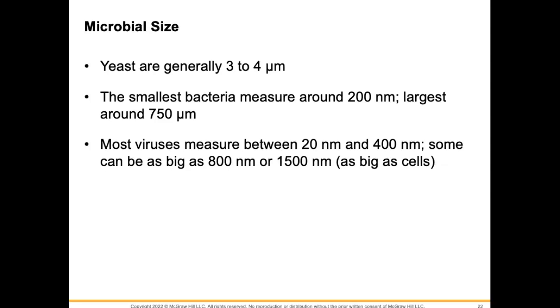So microbes vary in size. Yeasts are usually 3 to 4 microns or micrometers, and the smallest bacteria measure around 200 nanometers, and the largest is about 750 micrometers. Viruses are way smaller than bacteria. And yeasts are usually a little bigger, and then you're going to see some pictures here.